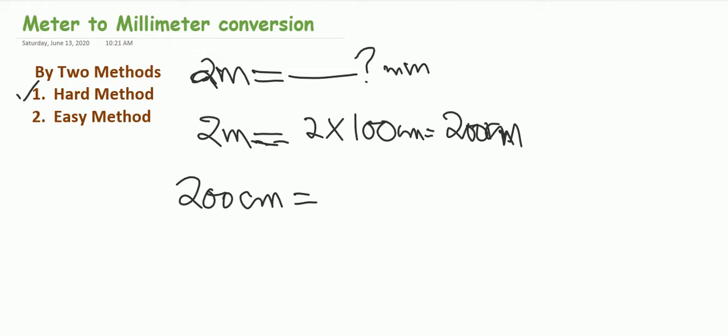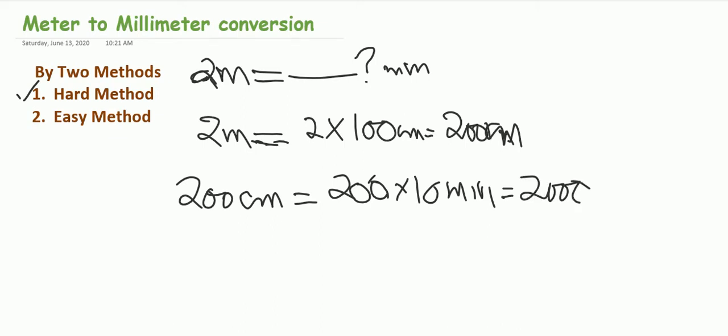Now we convert this 200 centimeters to millimeters, and we know in 1 centimeter there are 10 millimeters, so this 200 will be multiplied by 10 millimeters, and it will give me what? 2000 millimeters. Okay, so this was our first method, and now we are discussing the second method.